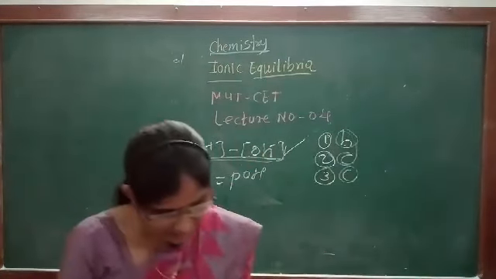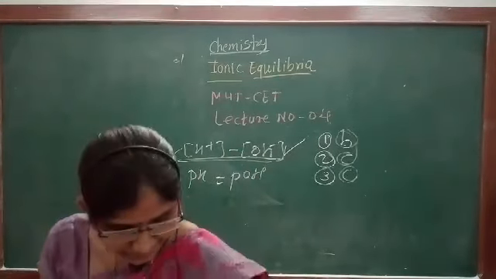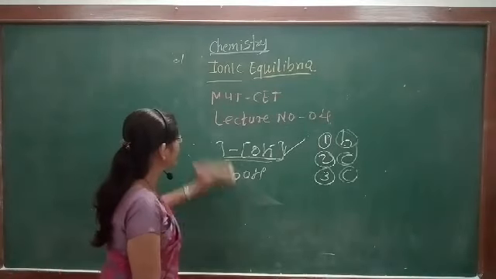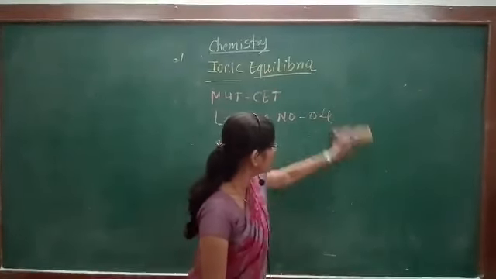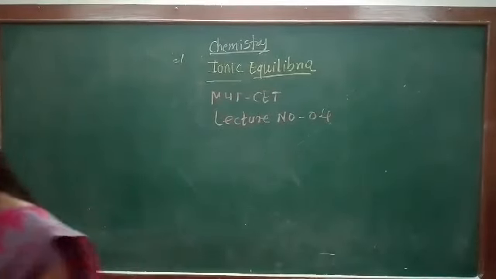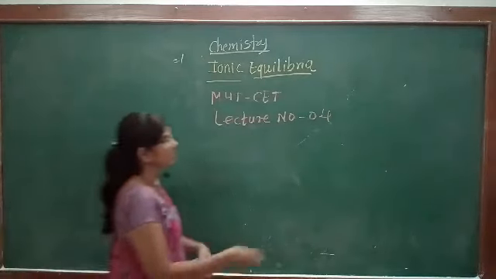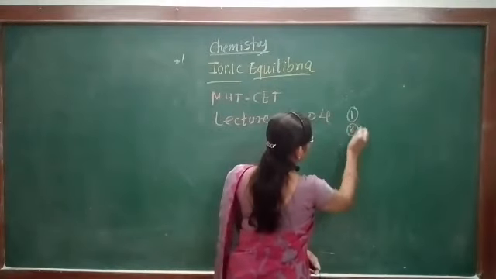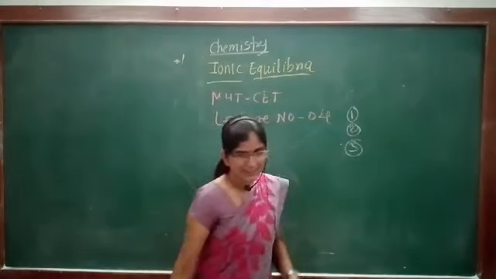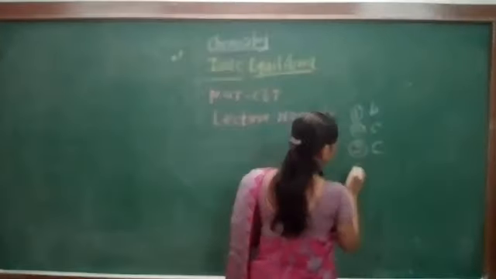Next, the fourth question is the pH of ammonium hydroxide. Ammonium hydroxide is a base, and we have to calculate the pH of the base. Here, what have they asked? They have asked the pH of a base. What was the answer of the first one? B, the second C, the third C.